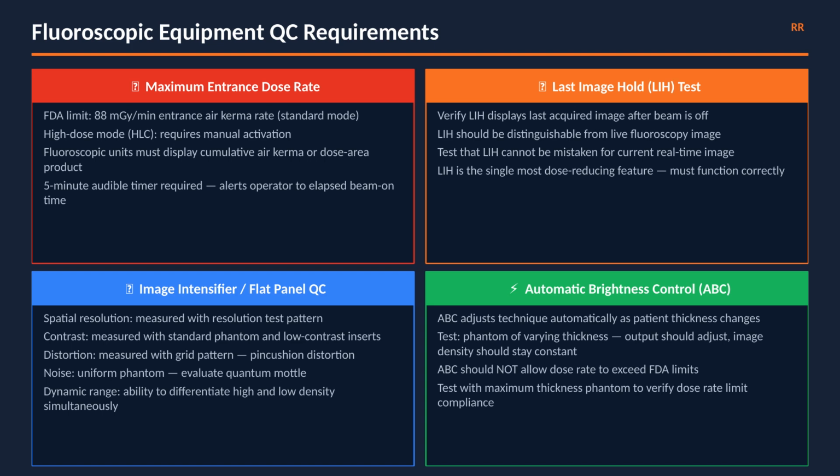Automatic brightness control, ABC, testing. Expose a phantom of varying thickness. Image brightness should remain consistent as thickness changes. ABC should not allow dose rate to exceed FDA limits even at maximum phantom thickness.